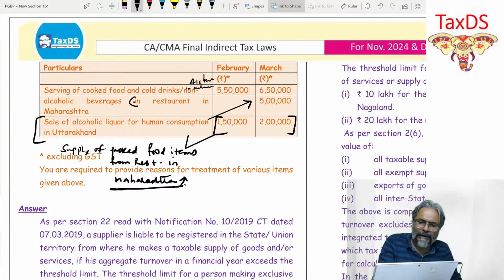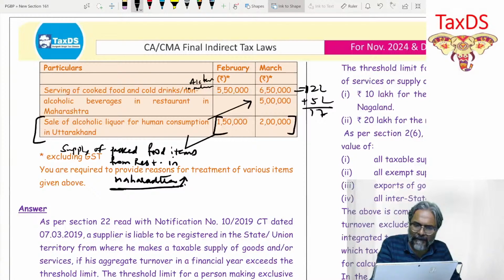Now I told you the limit is 20 lakhs. So you just need to see at what point of time the 20 lakhs threshold is crossed. You have to take aggregate turnover, both the taxable as well as exempted. From the first point, serving of cooked food and cold drinks and non-alcoholic beverage in restaurant in Maharashtra, the total is 550 and 650, which is 12 lakhs. Now you add to 12 lakhs the sale of alcoholic liquor for human consumption, which is 5 lakhs. So now you get 17.